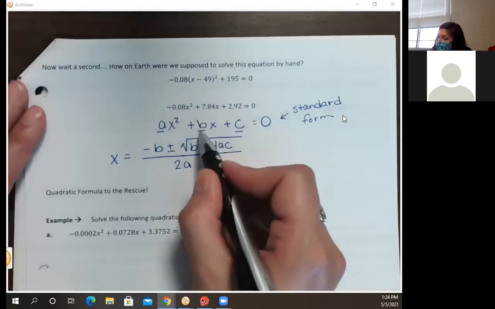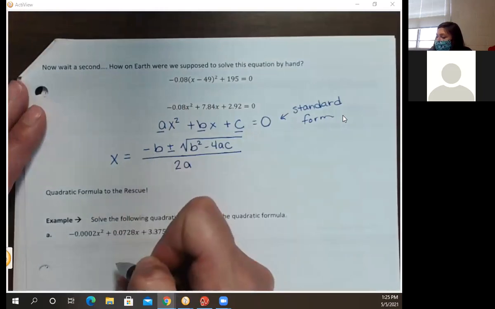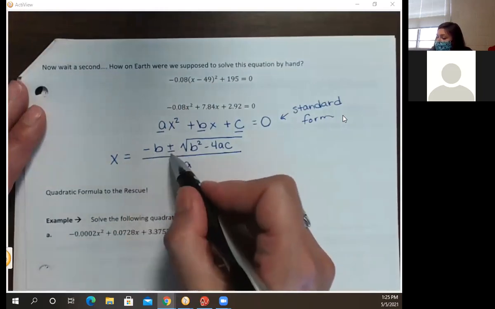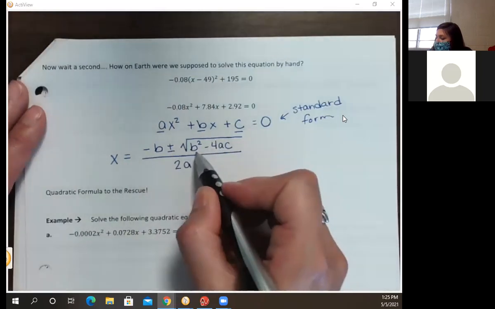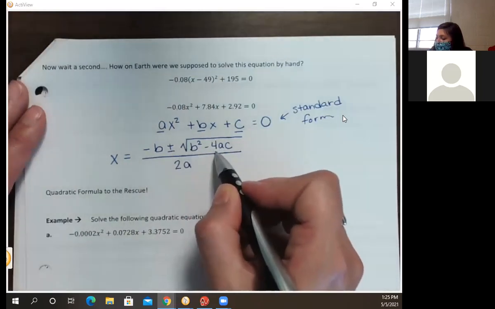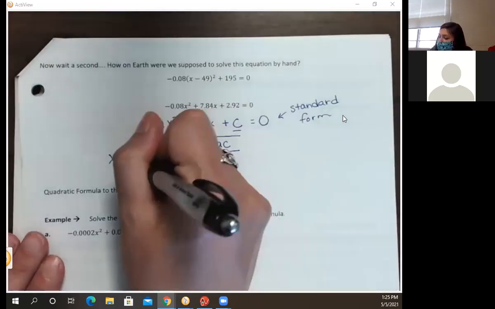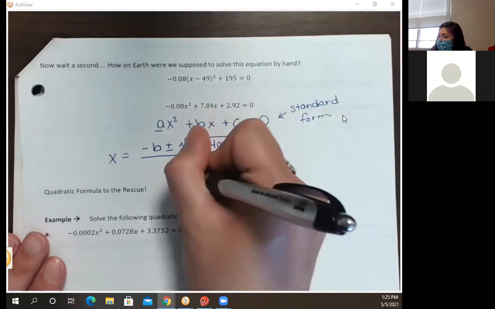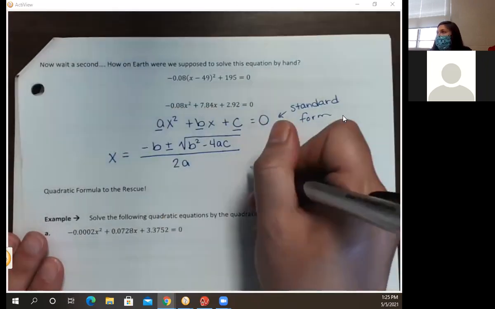So I take whatever my b value is, and I change the sign on it. And then plus or minus the square root, and all of this is under the square root of that b term squared, minus 4 times that a value times our c value. And then all of this is divided by 2 times whatever our a value is. This is quadratic formula.